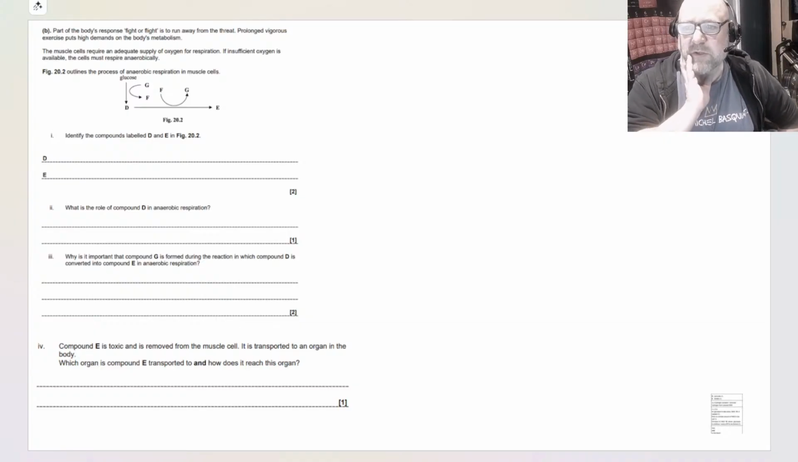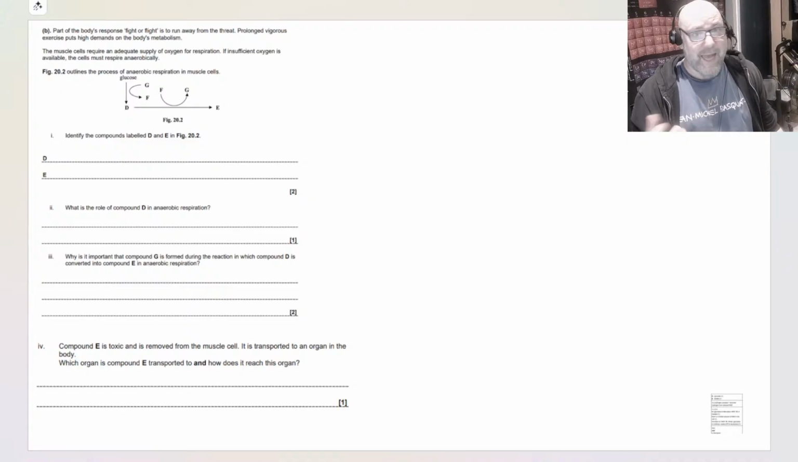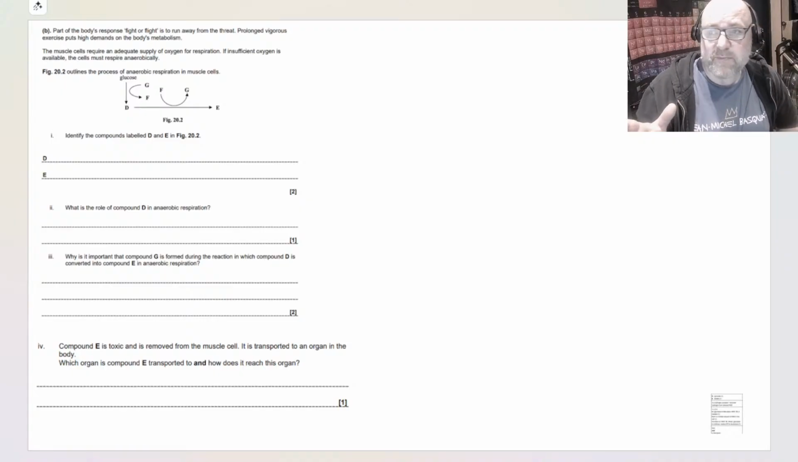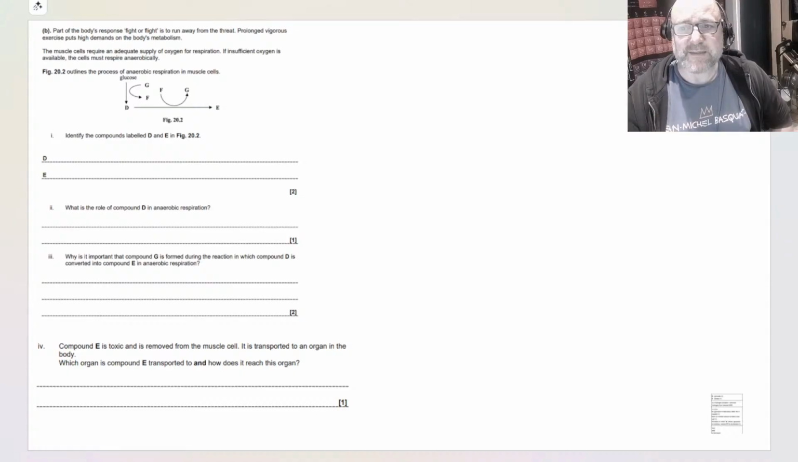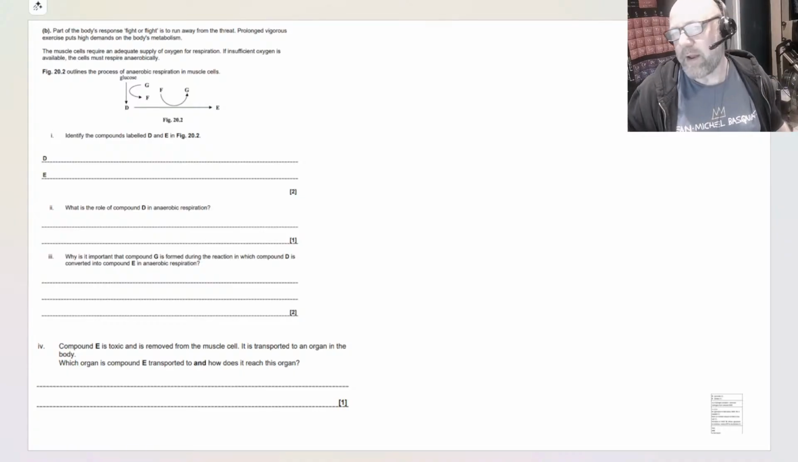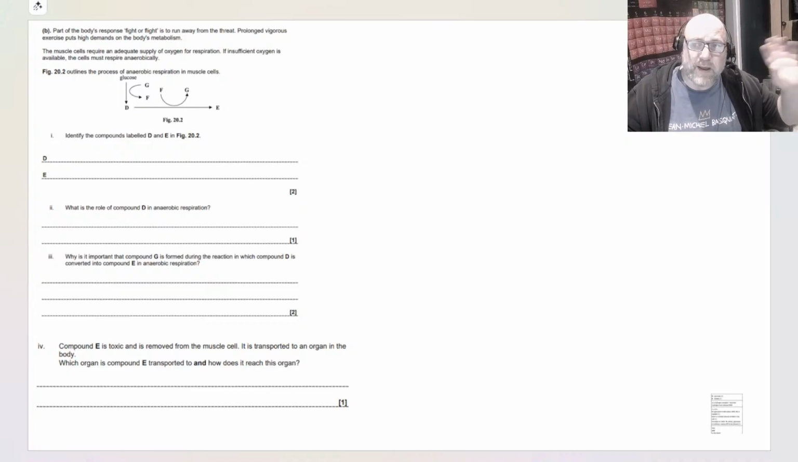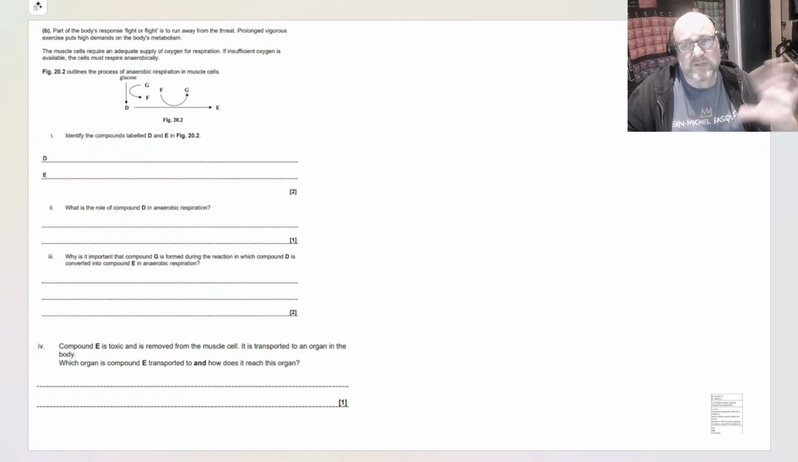Part of the body's response to fight or flight, this is when someone jumps on you and says, give me your money, and you're like, ah! Right, is to run away from the threat. Prolonged vigorous exercise puts high demands on the body's metabolism. So we're running away from, I don't know, somebody chasing us with a scary Halloween mask. The muscle cells require an adequate supply of oxygen for respiration. If insufficient oxygen is available, the cells must respire anaerobically.